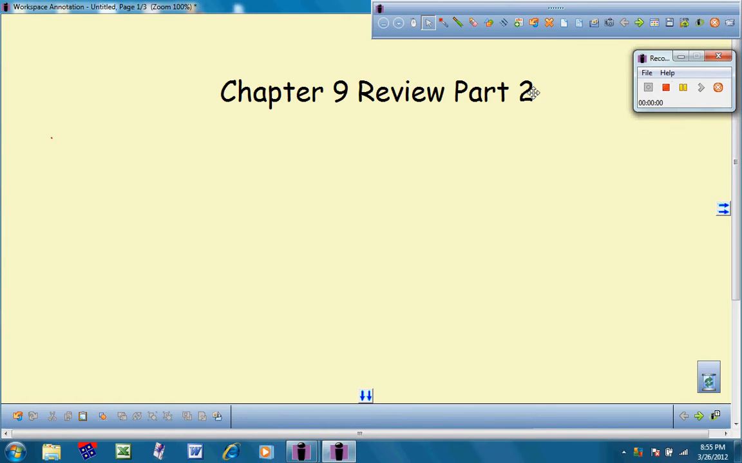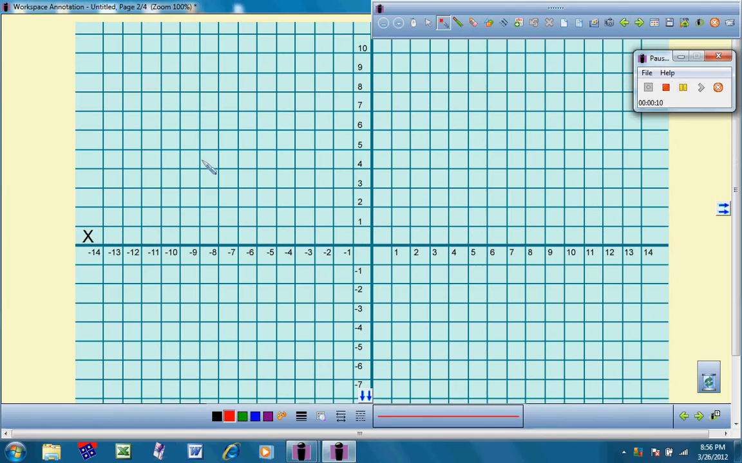Okay, Chapter 9 Review, Part 2. We're going to continue with graphing. Let's go ahead and graph the following function. y is equal to 1 over 4x squared.